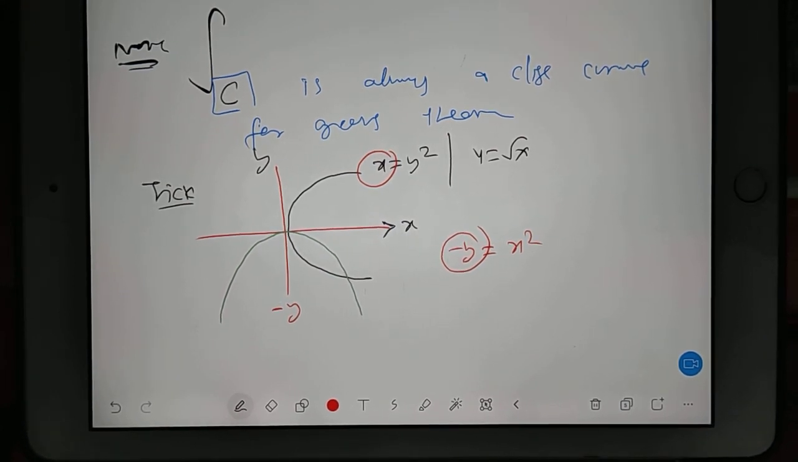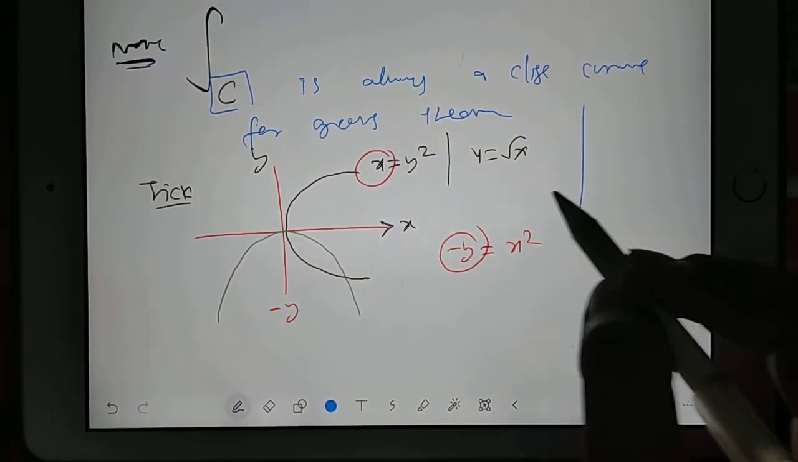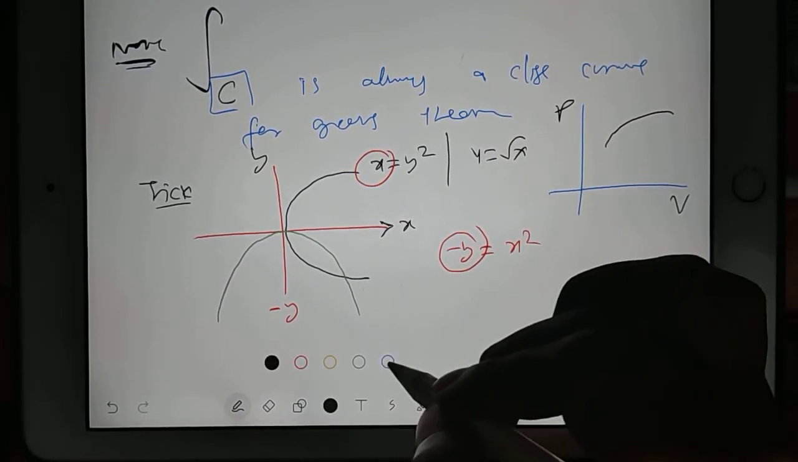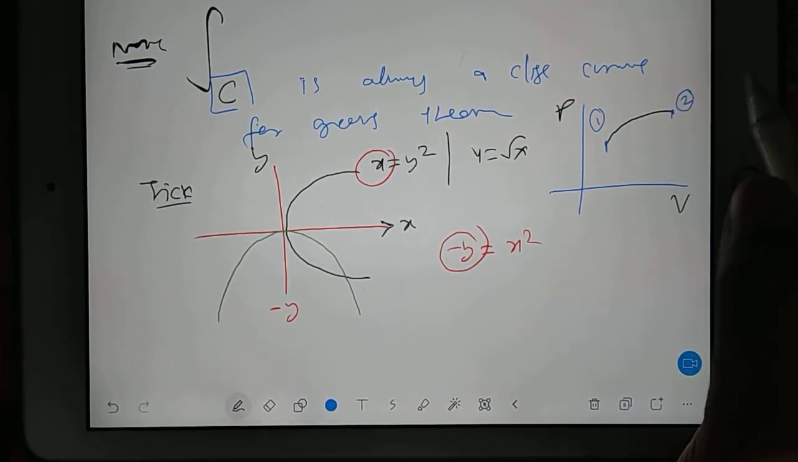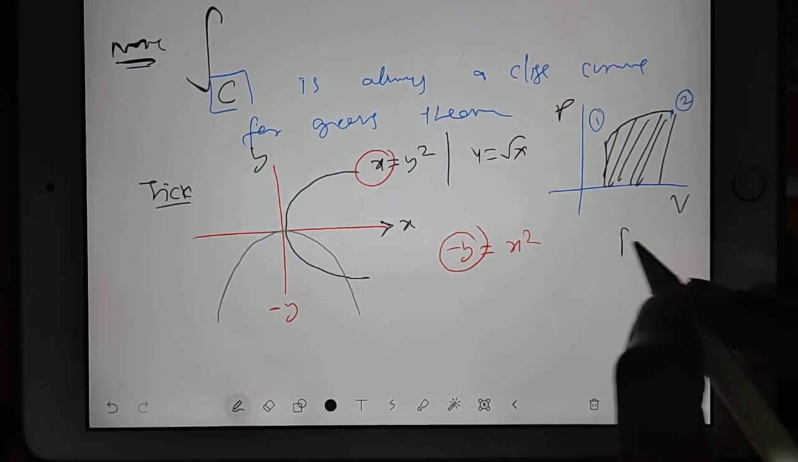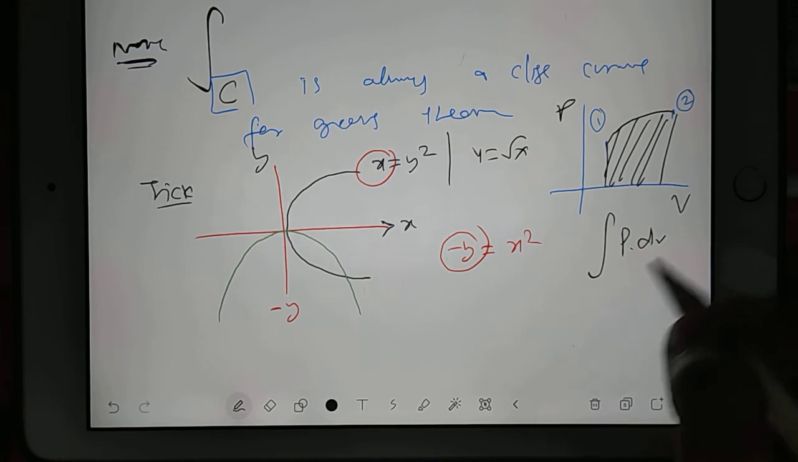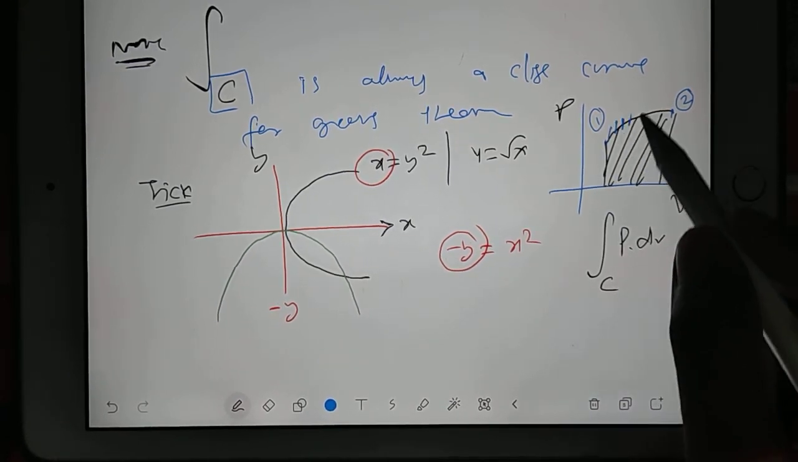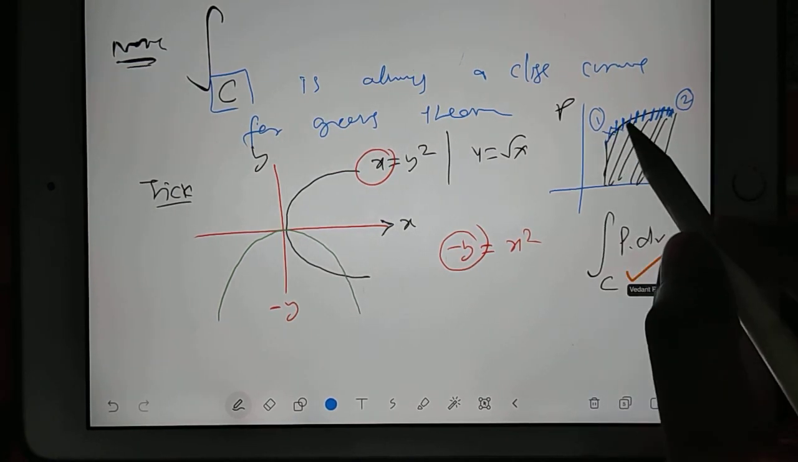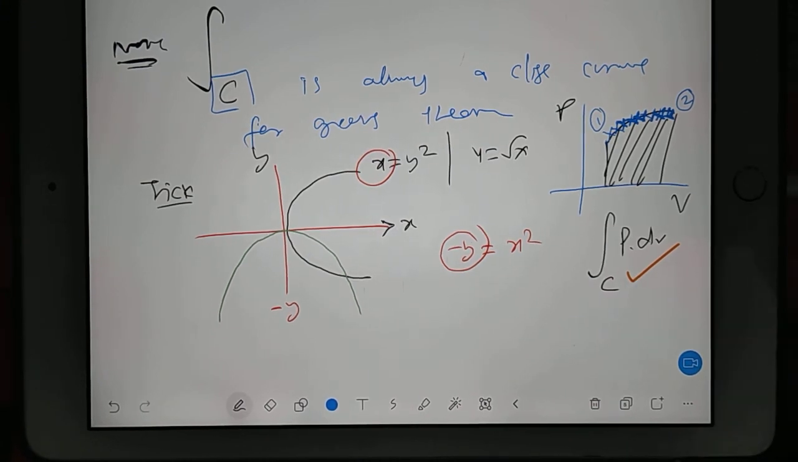Actually right now in Green's theorem you have a closed curve, and in Stokes theorem also you have a closed curve, Vedant. But there are some other integrations also where you don't have a closed curve. For example, suppose you have a PV diagram in thermodynamics, with only state 1 to state 2. In this case you have to integrate below this curve, so that time also you use PdV. So for which curve are you integrating? You are integrating for this curve, na? Vedant, are you getting my logic? So that time it is not a closed curve.